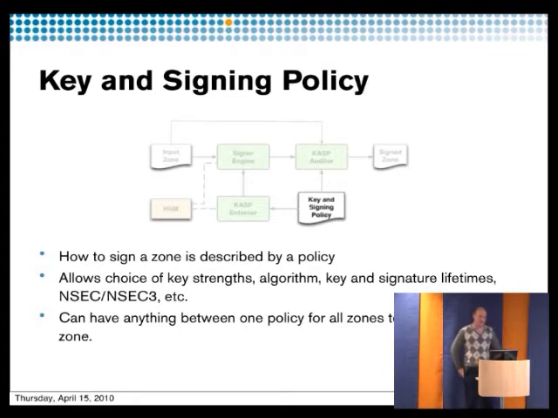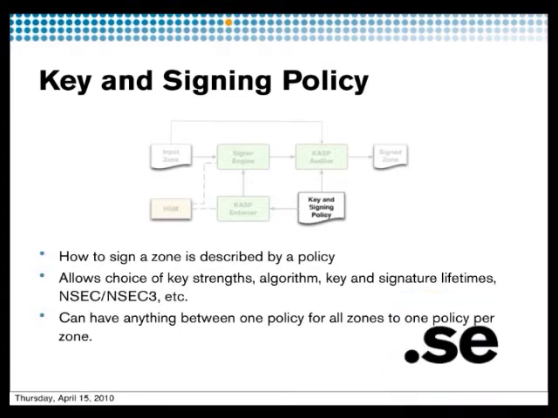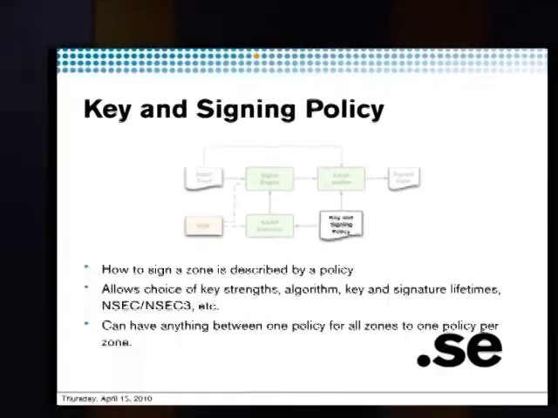So we have first the KASP, and that's the policy that you described. You can have one or more policies, depending on if you have some high-value domains, or if you want to specify different policies for your different zones. But you can also share a policy between many zones, so you can change this accordingly in the zone list that you specify. But in the policy, you have your choice of key strengths, algorithms, signature lifetimes, how often you should refresh your keys or refresh your signatures, TTLs, etc.